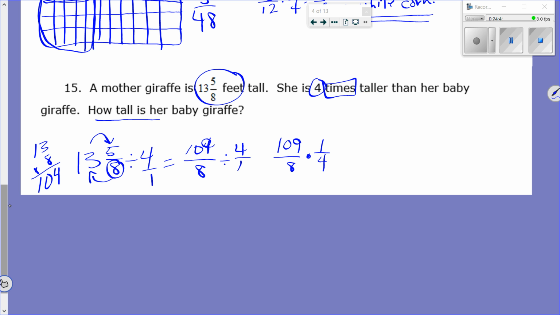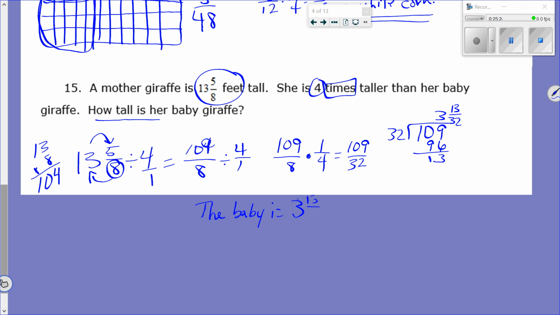There aren't any reductions I can actually do in this case. So that's going to give me 109 divided by 32. So that one we just have to do the math. 109 divided by 32. It's going to go 3 times. Gives me a 96. 13 left over. Because it's a fraction, we don't have to do the decimal piece. We can just keep that as a fraction. So the baby is 3 and 13/32 feet tall.